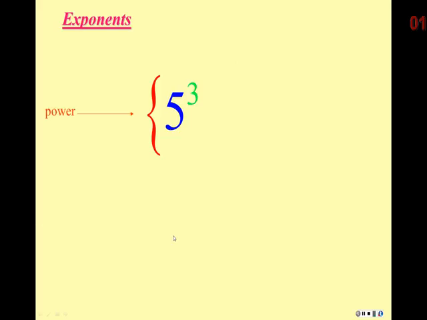So the whole thing together is called a power. We know that the 5 is called the base, and the 3 is called the exponent. Now, what does this mean? If I were to actually evaluate this particular term, what value would it be equal to? Anybody remember?